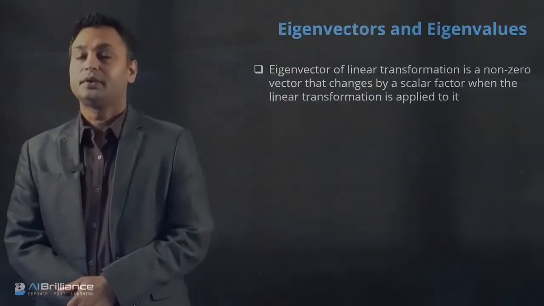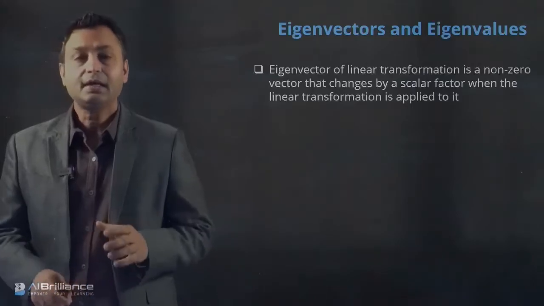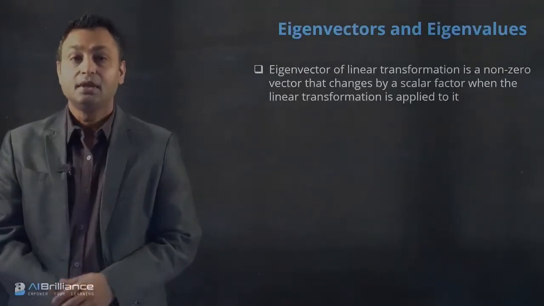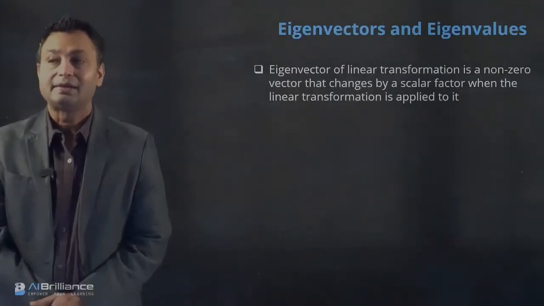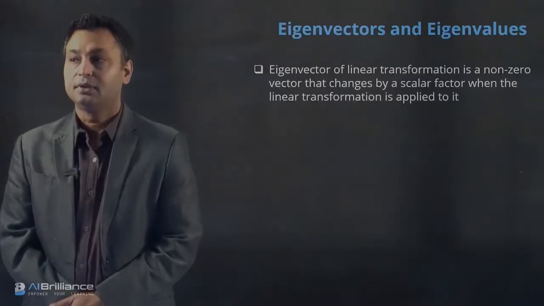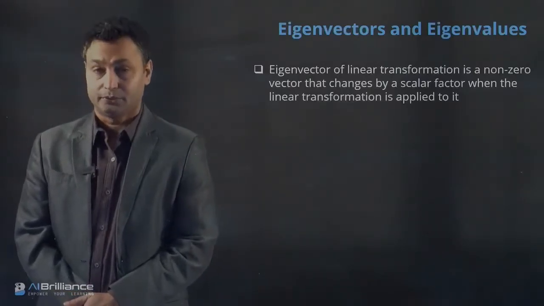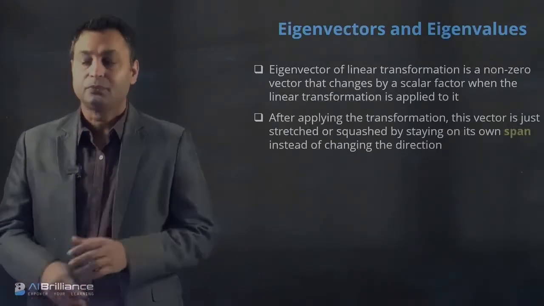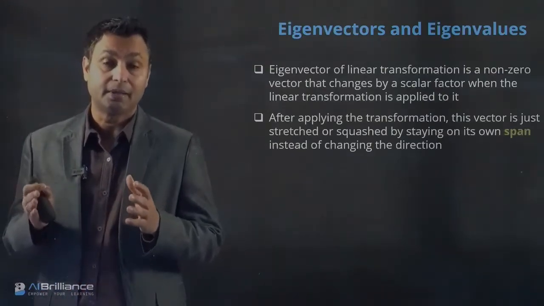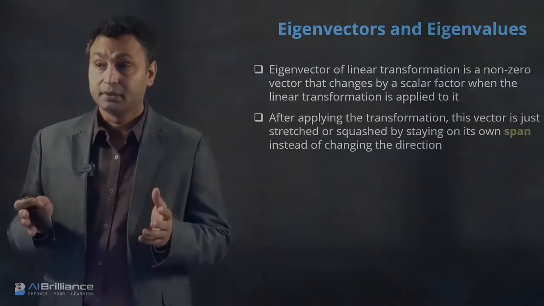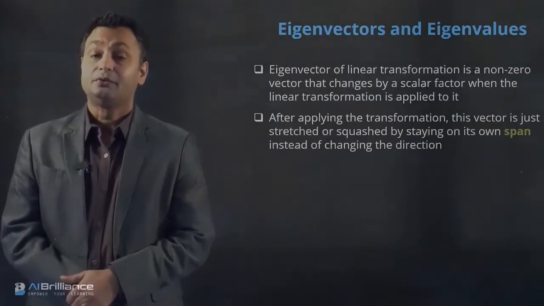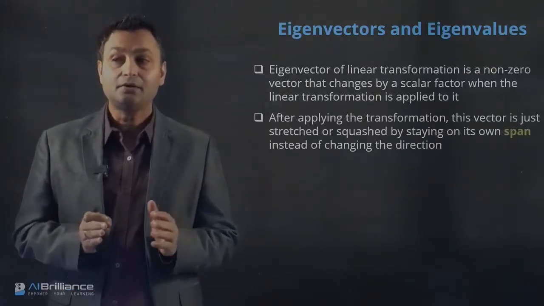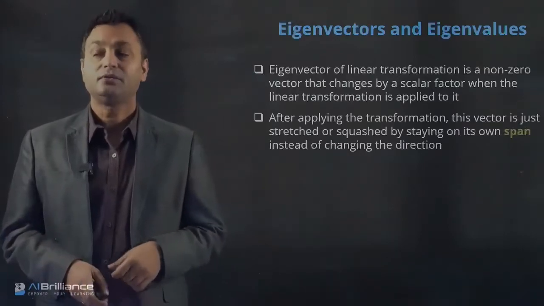So what are eigenvalues and eigenvectors? Essentially, an eigenvector of any linear transformation, which in this case will be a matrix, is a non-zero vector that changes by a scalar factor when the linear transformation is applied to it. When we apply the transformation, which is essentially multiplying that vector by a given matrix, the vector is going to stretch or squish while staying on its own span instead of changing direction.